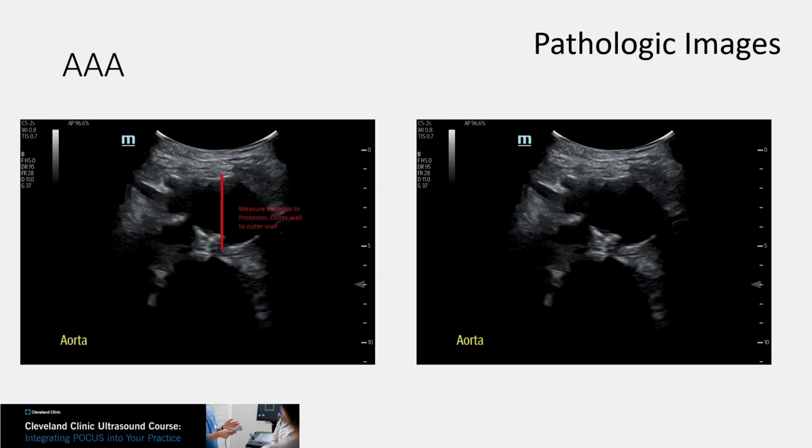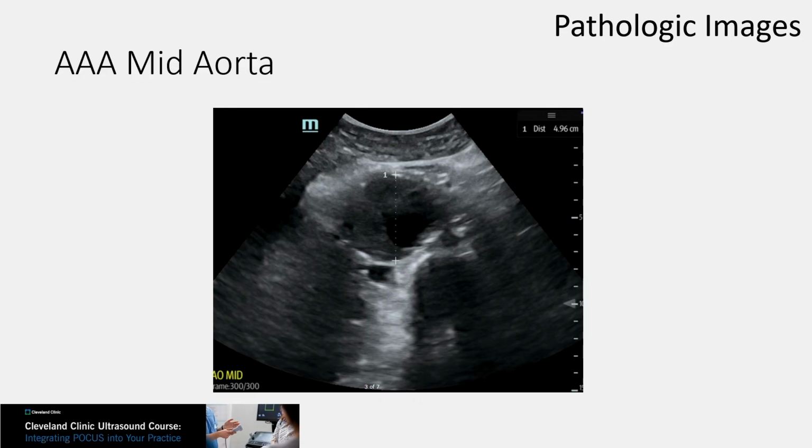Here are some examples of pathologic images. In this example, you see an aorta. I want to bring your eyes first to the spine sign, which is at the bottom of the screen. And just above the spine sign is a large vessel that is enlarged, and when it's measured, it's greater than 3 centimeters. Here is an example of a AAA in the mid-aorta region.